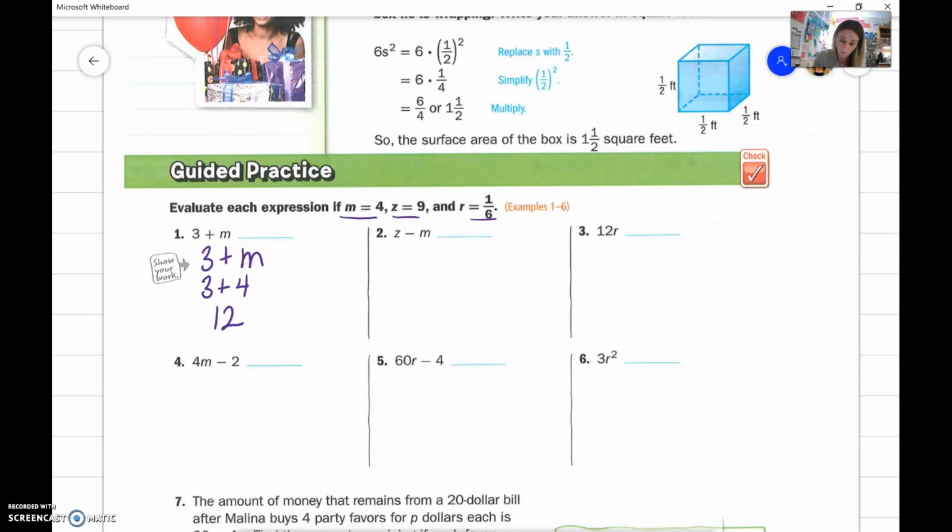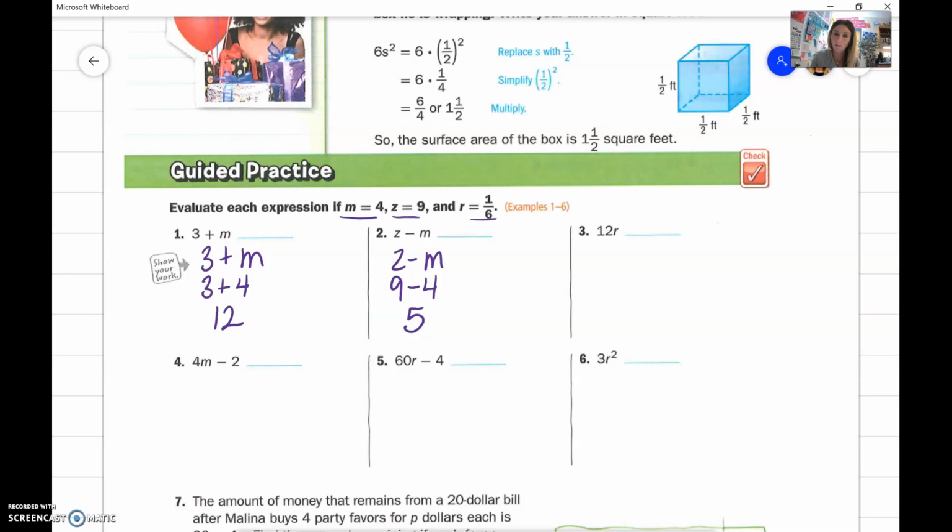All right, here we go. Next one, number 2, Z minus M. So Z is 9. We're going to replace the variable M with 4. And we get 9 minus 4 is 5. So our answer is 5.